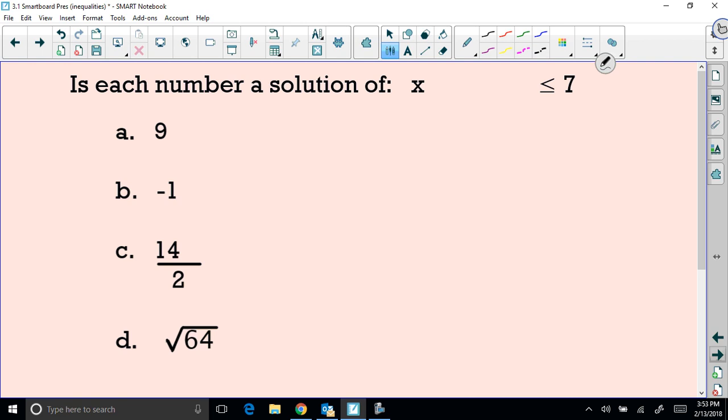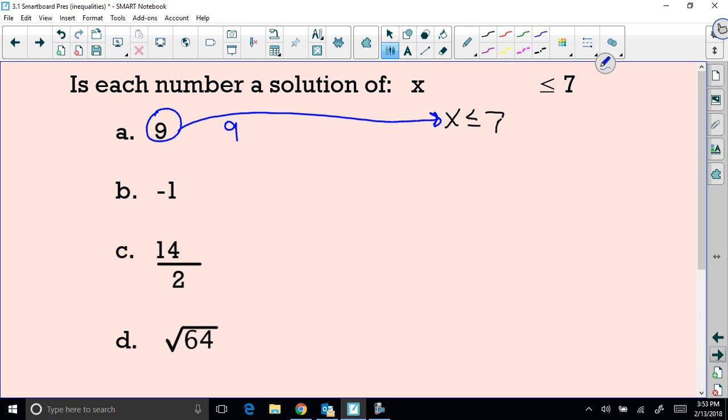Okay, the next thing that you're going to do is I'm going to be asking you if a number is a solution to an inequality. And so on this one, I'm asking, is each number of the following a solution? The inequality is kind of weird on mine. It should look like this on yours. And so what I'm asking you to do is take these numbers over here and plug them into where your x is.